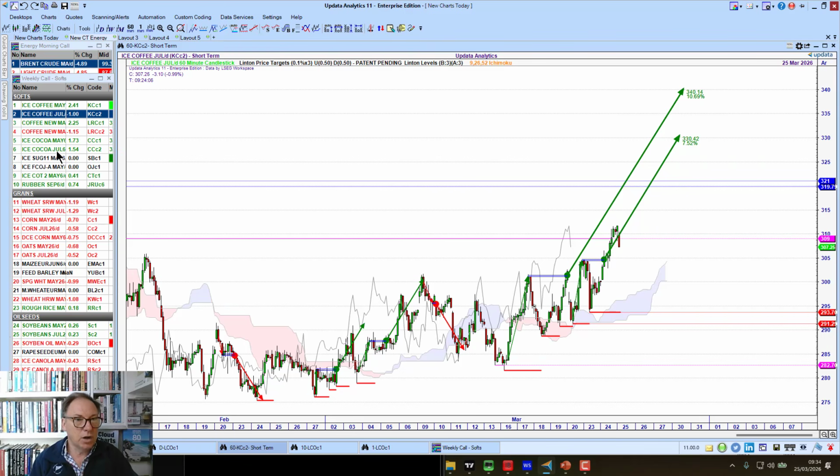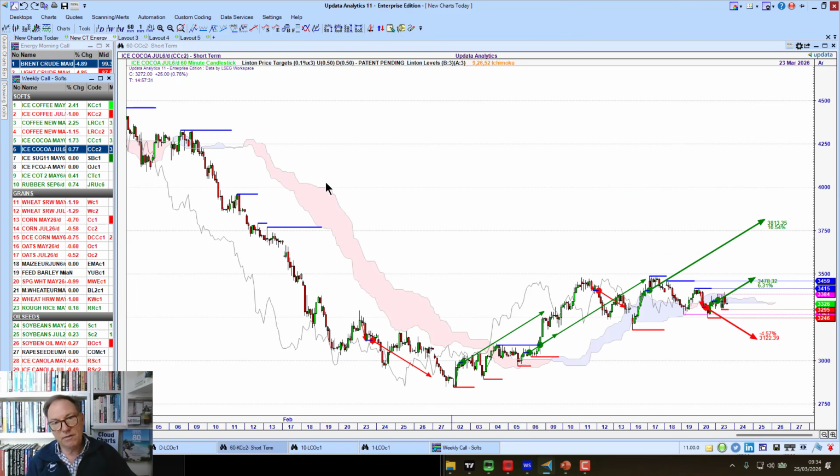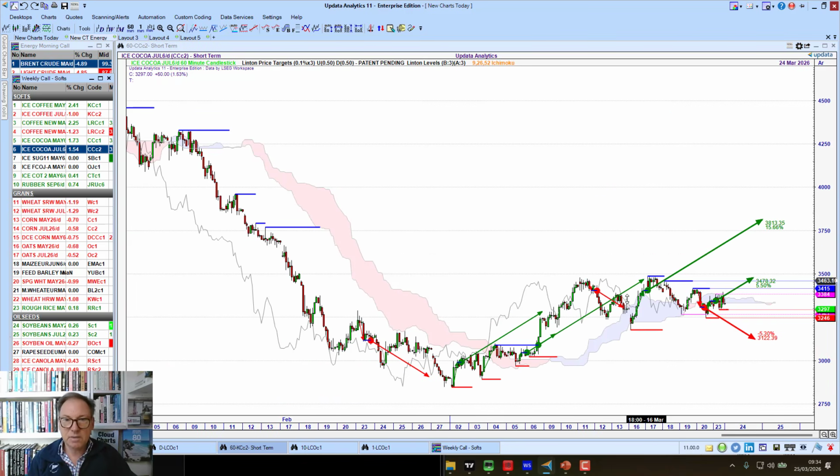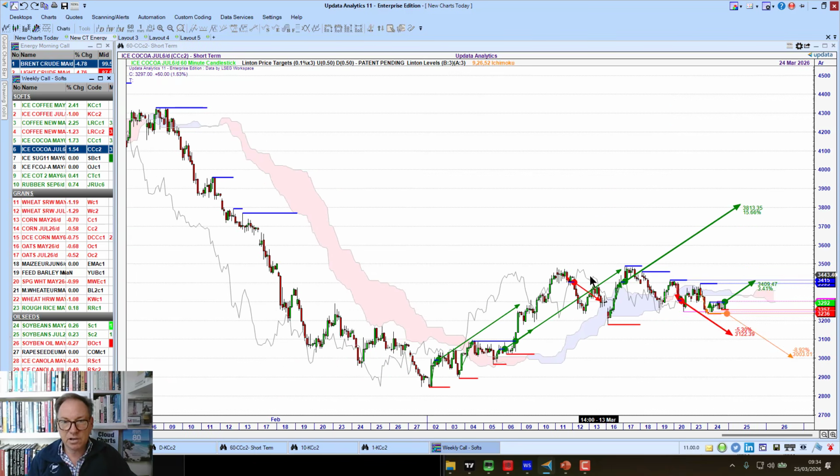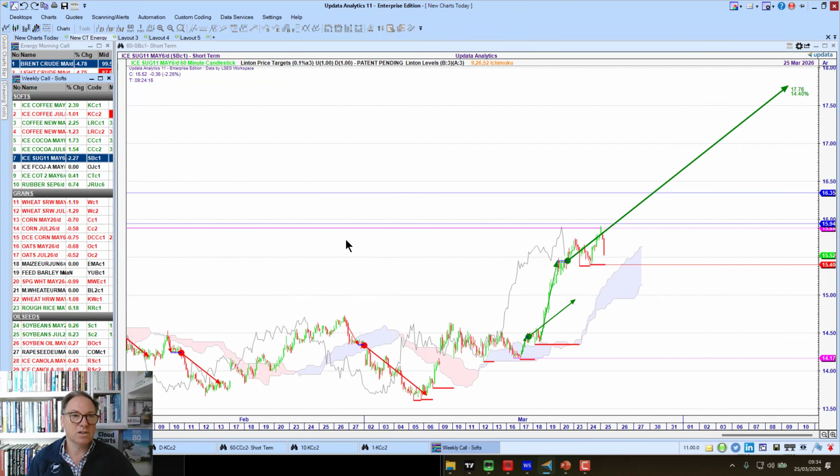If I look at cocoa, which has been in a very vicious downtrend, starting to be a recovery again. If we break that critical level there, you would look to that target. Sugar has been a really interesting one. I've been working with a sugar trading firm in Australia, and that has really turned a corner.